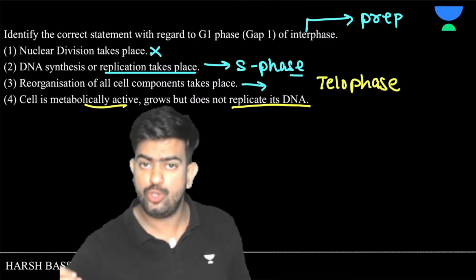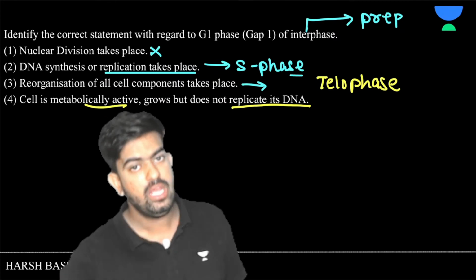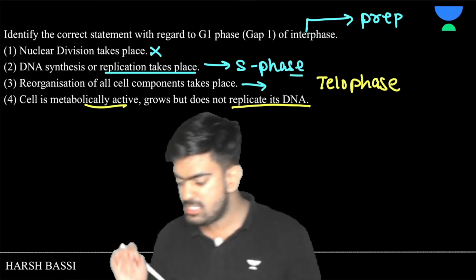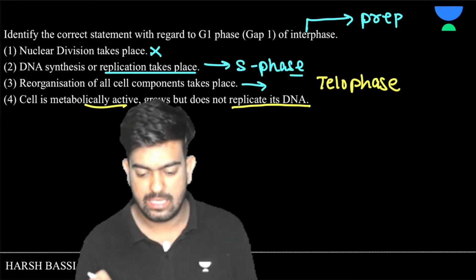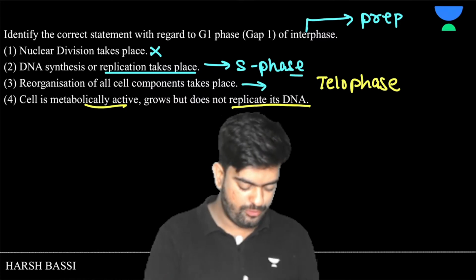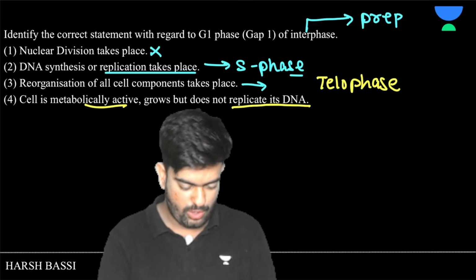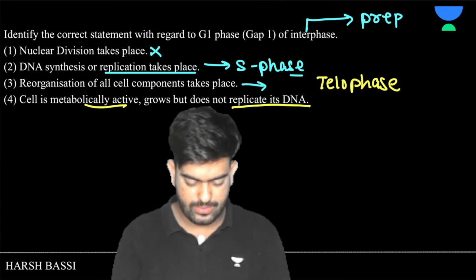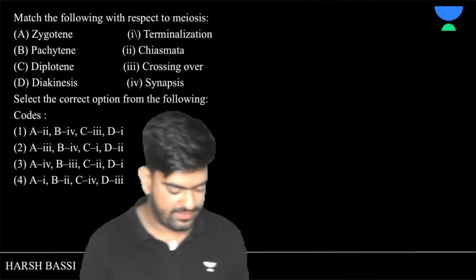The cell is trying to grow, but it's not doing anything related to reproduction. It is metabolically active, but it is not replicating. Is that clear to everyone? If it is clear, let us move forward with the next question.